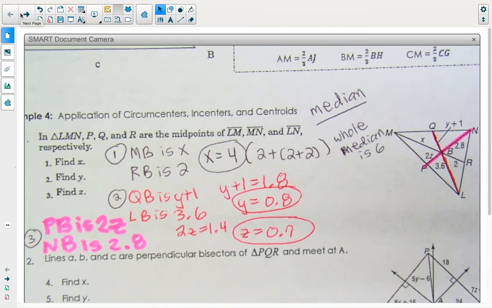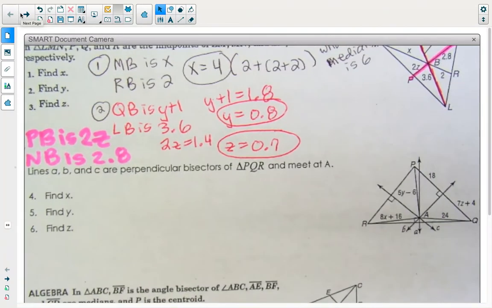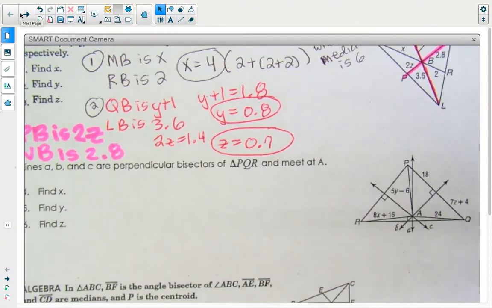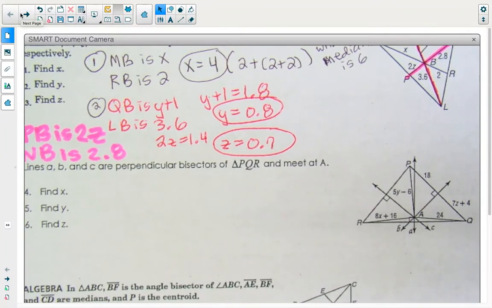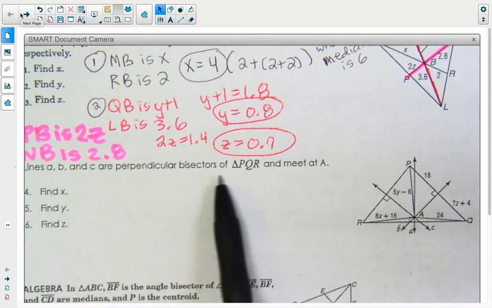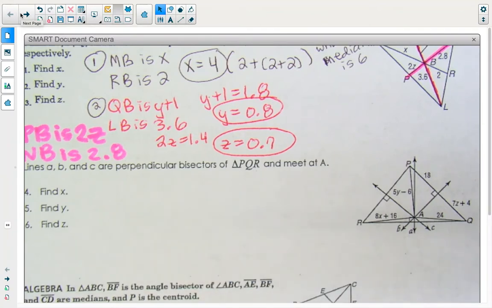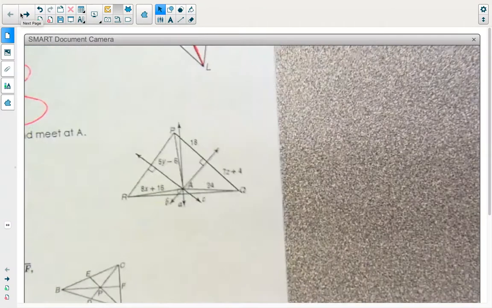All right, so that's number 1, a little bit of practice doing medians. 2 more problems we'll take a look at. Number 2, and let's get our picture in there at the same time. All right, lines A, B, and C are perpendicular bisectors of triangle PQR, and they meet at A. We want to find X, Y, and Z. So let me zoom in here.